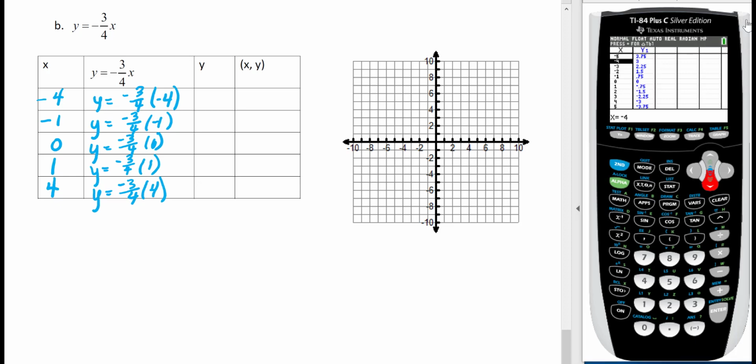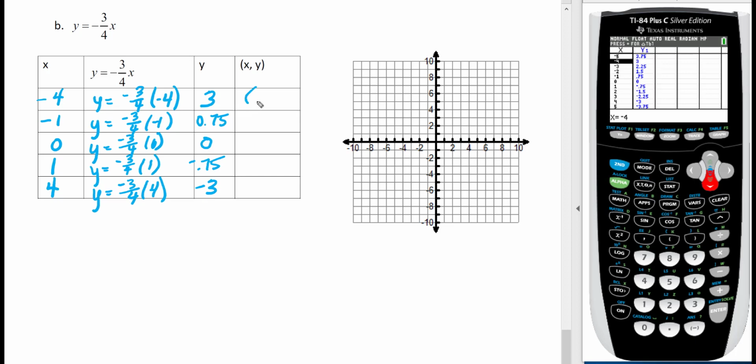So if x is -4, the corresponding y value is going to be +3. If the x value is -1, the corresponding y value is 0.75. If x is 0, the y value is also 0. If x is 1, the y value is -0.75. If x is 4, the y value is then -3. So let's go ahead and graph those.